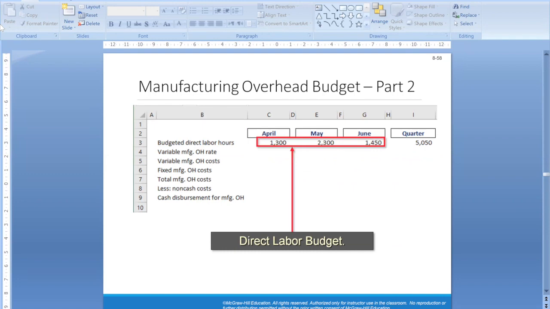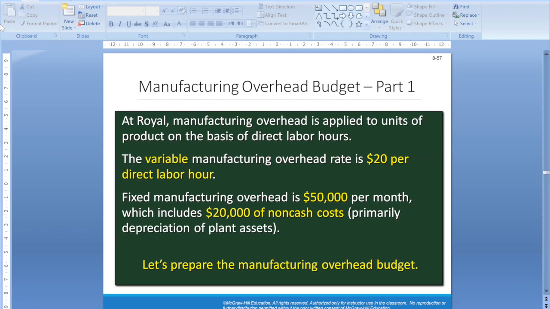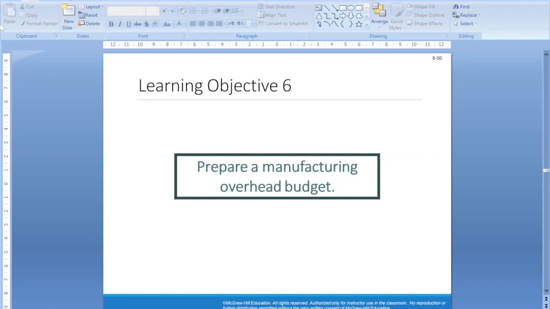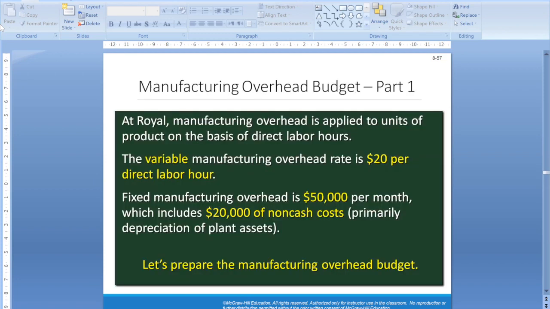Now for the manufacturing overhead budget. Manufacturing overhead is a little bit tricky, but it will be fine if you understand the key. Manufacturing overhead depends on more than one indicator, if you like.